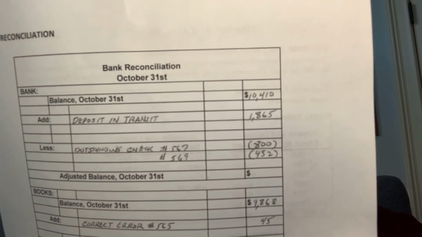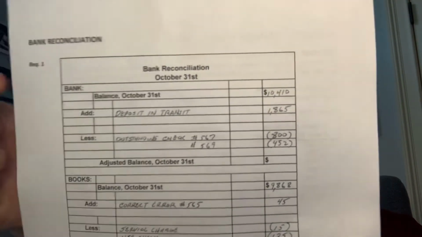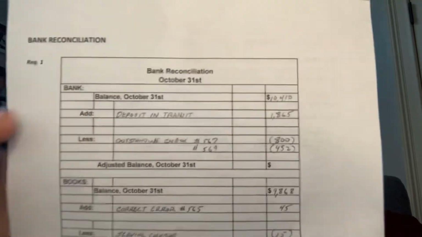Great. Okay, now do we have to do a journal entry for it? The answer is no, right? Because anything we put up here, we don't have to do journal entries for it, because we've got record of it, the bank doesn't. So we're good. All right, so we can check that one off.